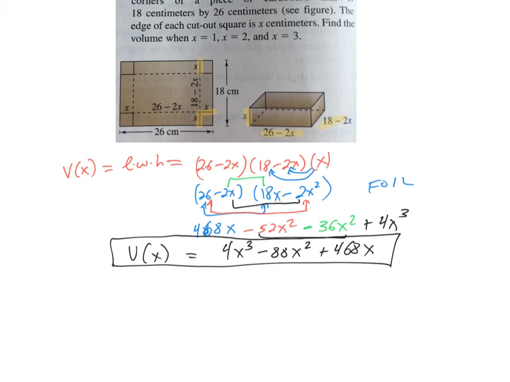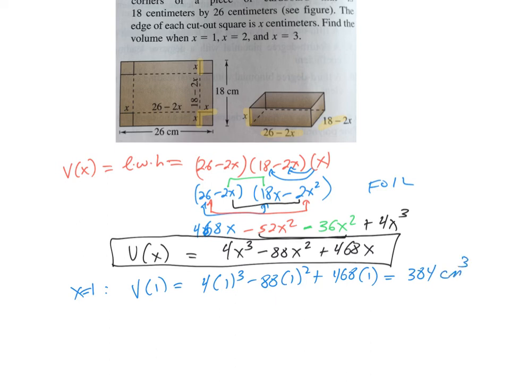And now for the second part of it, we're going to find the volume of the box for various sides of the cutout. So when x is 1, V of 1, we're going to substitute that in. So we have 4 times 1 cubed minus 88 times 1 squared plus 468 times 1, which turns out to be 384 centimeters cubed. Don't forget the units.